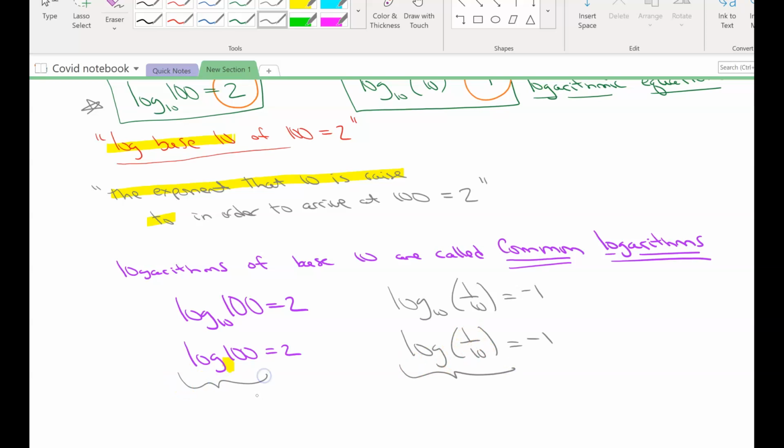You say log of 100, okay? Now, you can still say log base 10 of 100, but when you don't have the base 10 and you just say log 100, the understanding is the base is 10. Okay, let's just do a little bit of exercise with this right now, please.